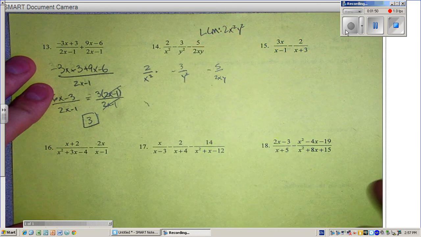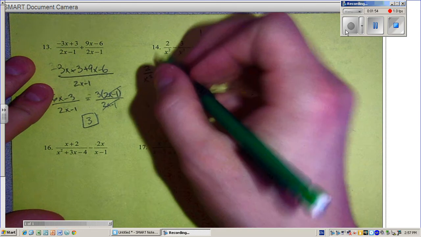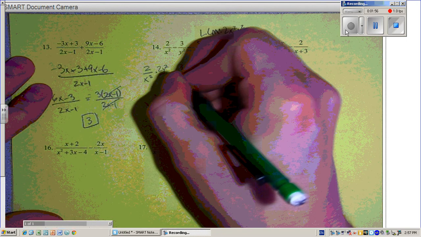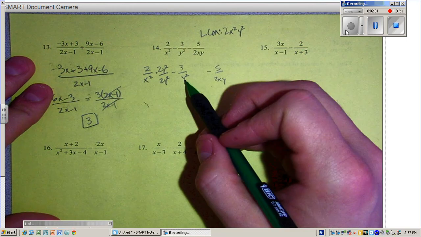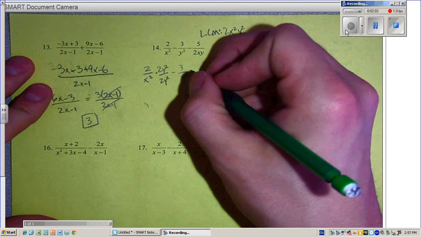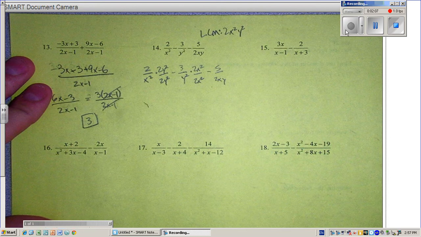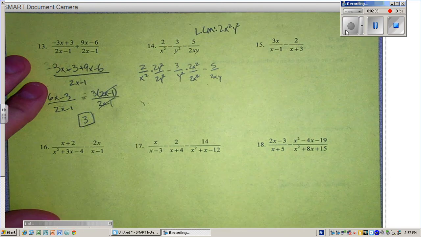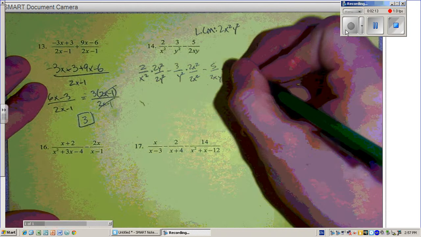So for the first one, it has an x squared, but it's missing a 2y squared. So I'm going to multiply this whole first term by 2y squared over 2y squared. Now the second term, it has a y squared, but it's missing 2x squared. So I'm going to multiply the whole term by 2x squared over 2x squared. And the last term, it has 2xy, but it's missing an xy. So I'm going to multiply xy over xy.